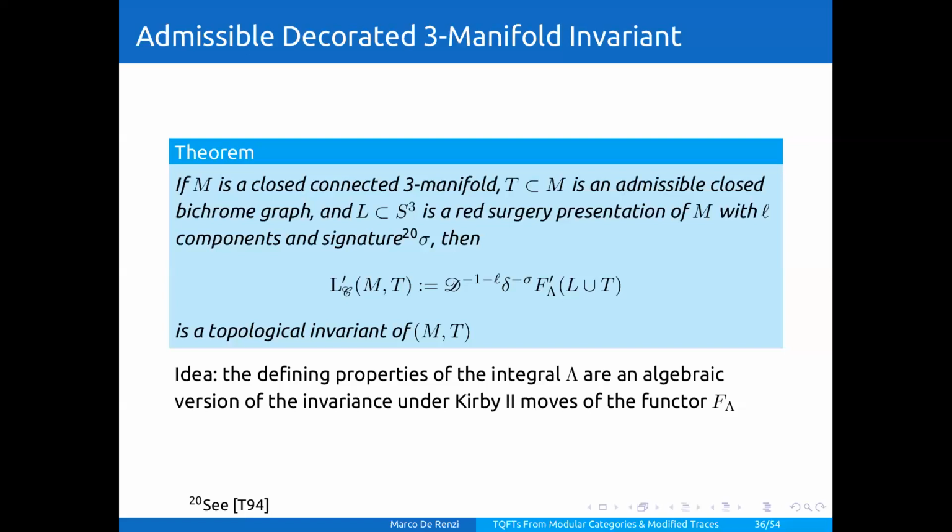And the third comment I wanted to make before starting is about the idea I gave you for this theorem. The fact is that this formula is invariant under Kirby moves, because it is an invariant of the three manifold. The invariance under Kirby 1 moves is taken care of by these coefficients, which were introduced explicitly for this purpose. And then I said that invariance under the Kirby 2 move is hard-coded into our definition of the Lyubashenko-Reshetikhin-Turaev functor. So let me give you a picture to explain this a little better.